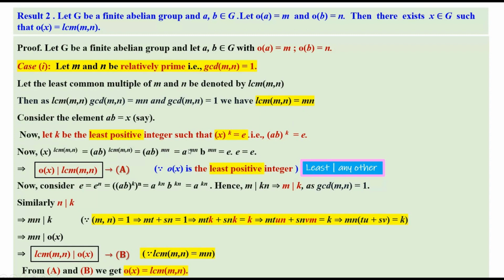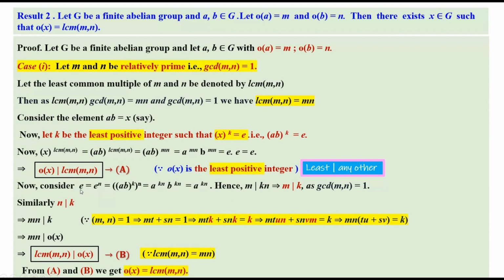So you have (ab)^(mn). Now because G is a finite abelian group, you can bring this exponent inside. So a raised to mn, b raised to mn you have. Here a^m is e, so this one becomes e, and here b^n is e, so you have e. So the product gives me the identity element. So k is the least positive integer, this is any other integer. So as the least must divide any other, we must have k dividing the LCM of m and n. So we shall name this as statement A.